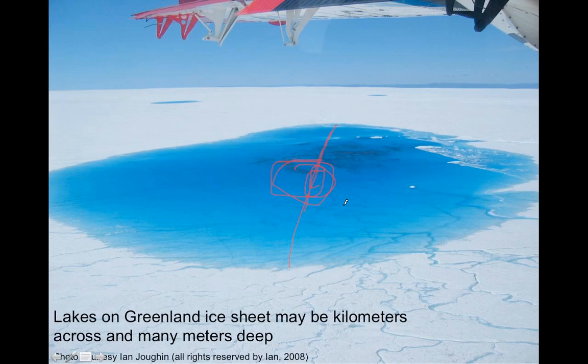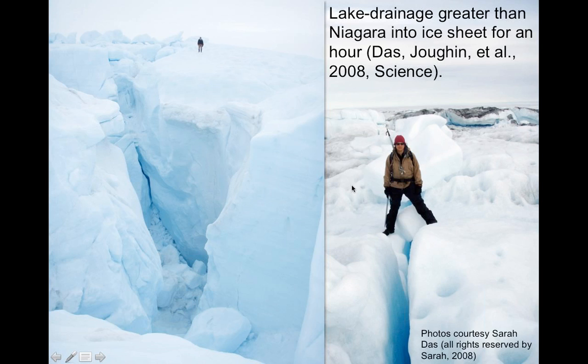It wedges it open. So a former student from Penn State who worked with me, Sarah Doss, and her colleague Ian Jochen went up and they studied some of these lakes. They floated around on one just like this one in their boat. Fortunately, they were not in their boat on the lake when the crevasse broke. Sarah here is standing in the middle of the lake after the crevasse broke.